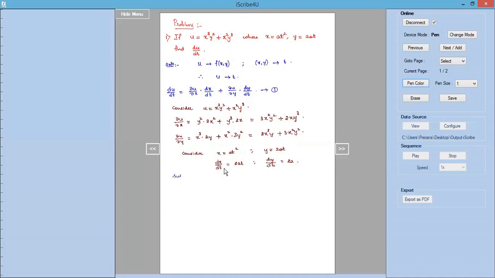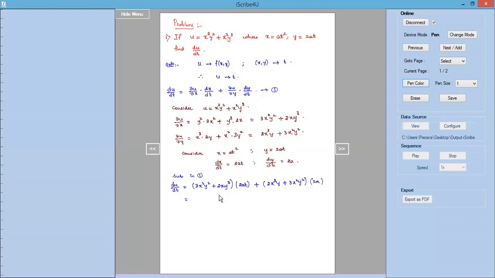So substituting in equation 1, du by dt is equal to dou u by dou x, which is 3x squared y squared plus 2x y cubed, into dx by dt, which is 2at, plus dou u by dou y, which is 2x cubed y plus 3x squared y squared, into dy by dt, which is 2a.